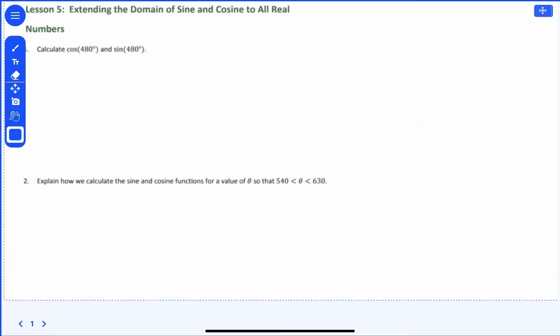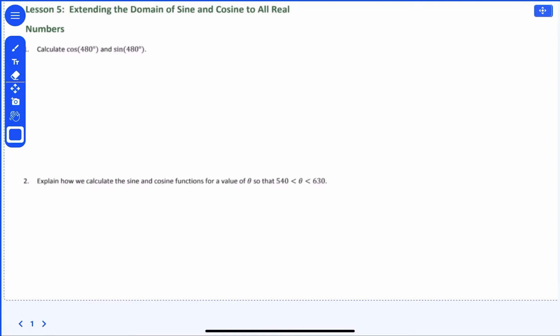Algebra 2, Module 2, Lesson 5. It's the domain of sine and cosine, all real numbers. This wants us to calculate the cosine and the sine of 480 degrees.